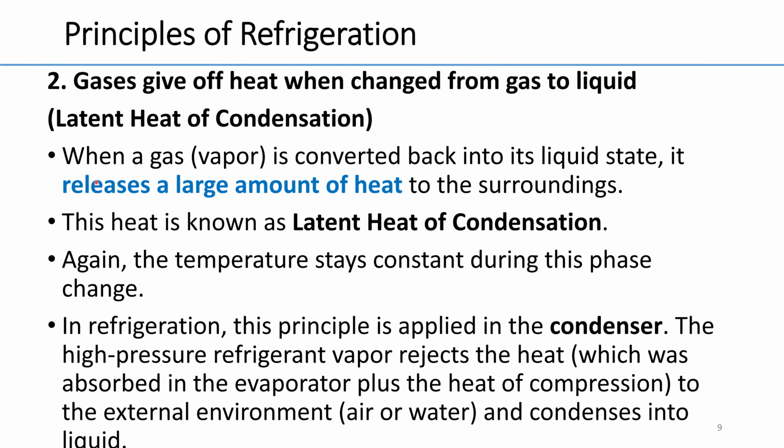And the second principle is that gases give off heat when they change from gas to liquid. This is called latent heat of condensation. When a gas is converted back into its liquid state, it releases a large amount of heat to the surroundings. This heat is known as latent heat of condensation. This is just the opposite of latent heat of vaporization. Again, the temperature stays constant during this phase change.